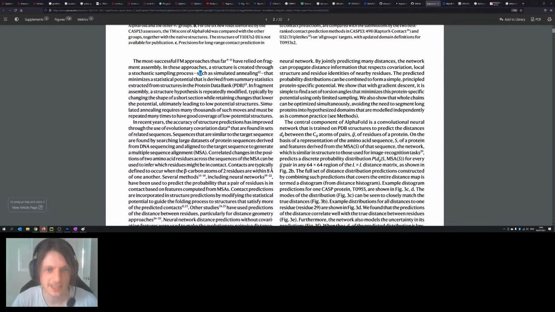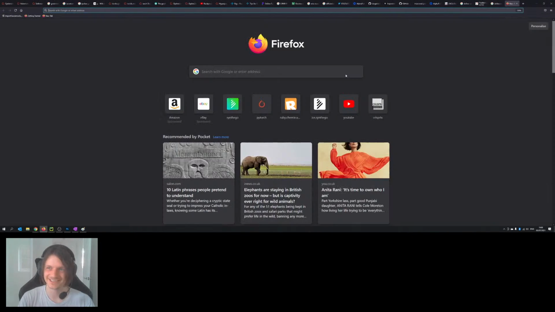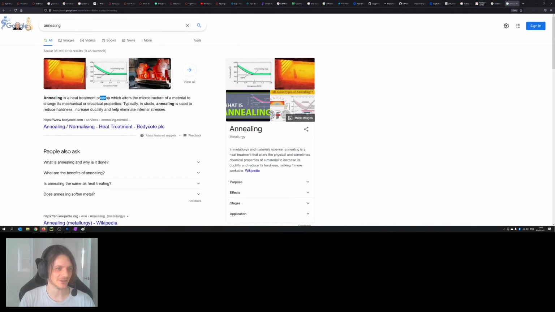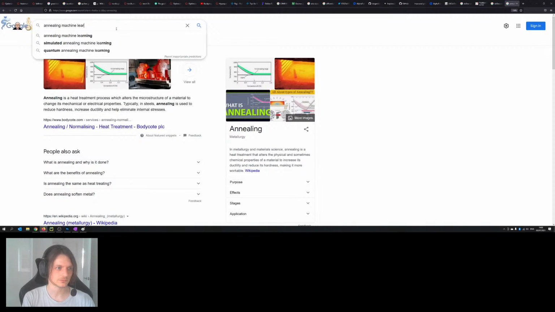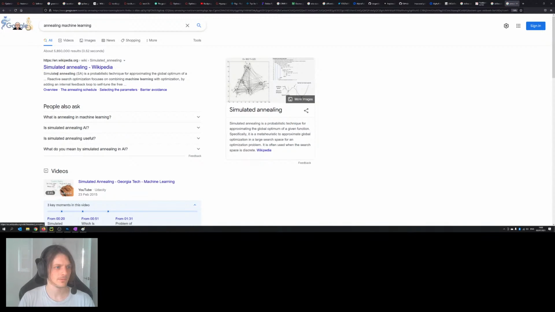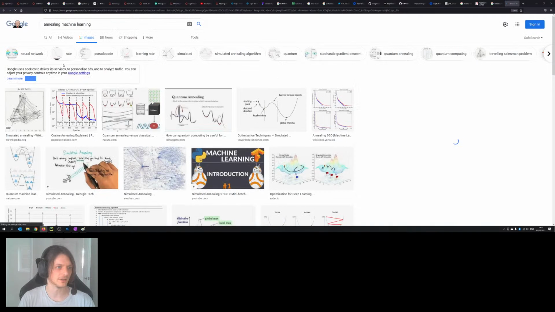Such as simulated annealing. Is a heat treatment process which alters the is a probabilistic technique for approximating the global optimum of a given function. Specifically, it is a meta-heuristic to approximate global optimization in a large search space for an optimization problem. Look at this image.